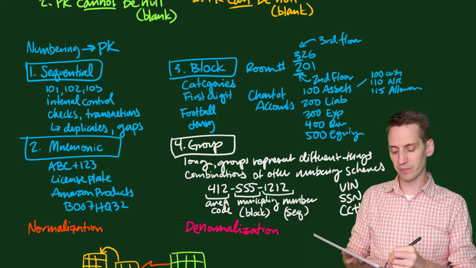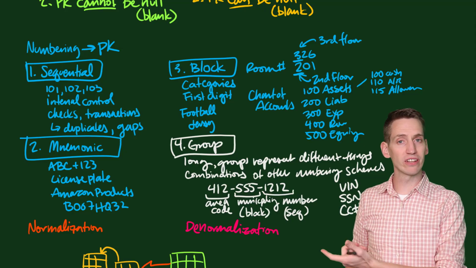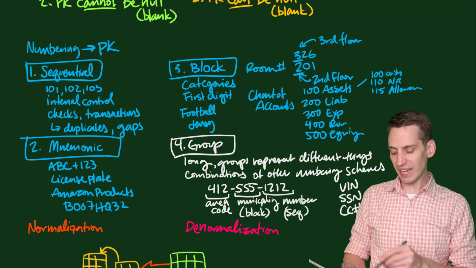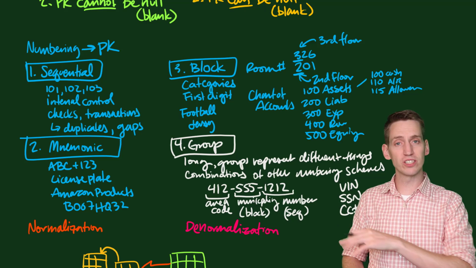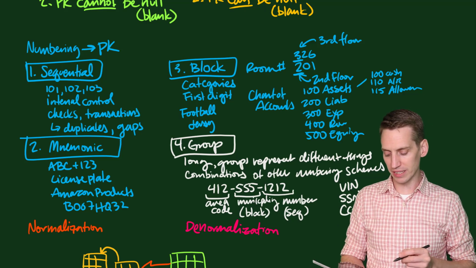A credit card number. The first 4 are going to be your issuing bank, followed by 12 other digits related to your account number. So again, these group numbers are kind of a special case because they can combine block codes, sequential codes, even mnemonic codes into a more complicated scheme.